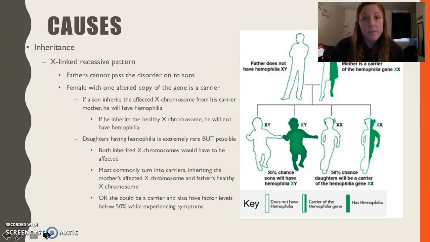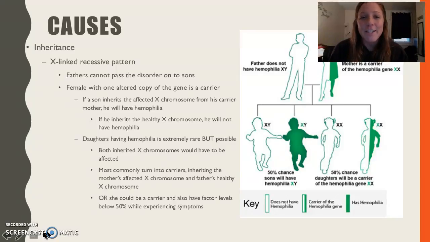The main cause of hemophilia is genetic inheritance. This disorder goes through an X-linked recessive pattern, which means it's passed down through the X chromosome, which also means that fathers cannot pass the disorder on to their sons. A female with one altered copy of the gene is known as a carrier. If a son inherits the affected X chromosome from his carrier mother, he will have hemophilia. If he inherits the healthy X chromosome, he will not have hemophilia.